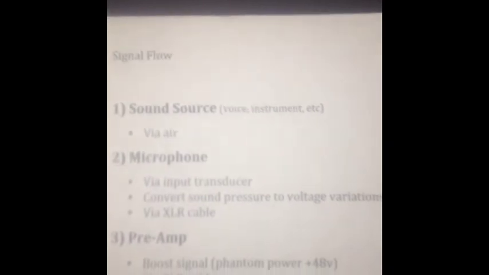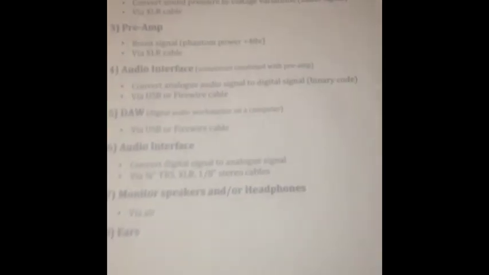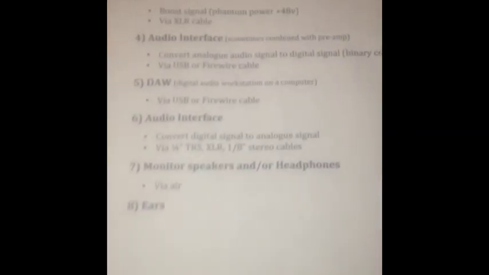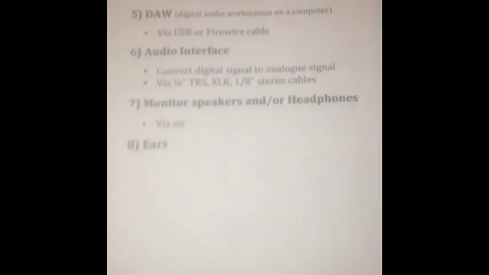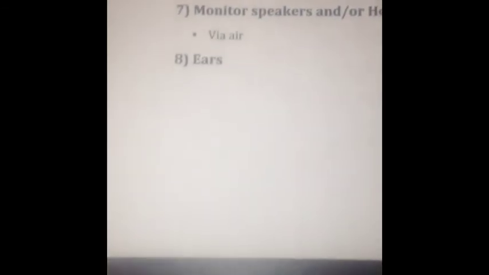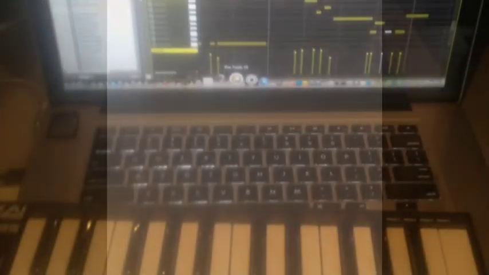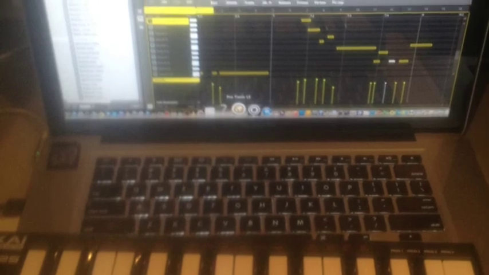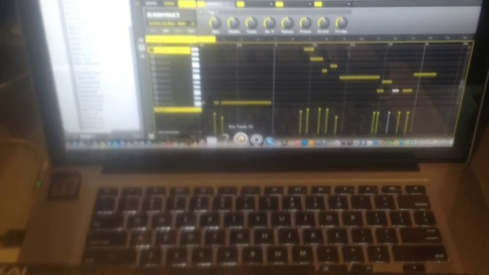Here's a quick diagram demonstrating all the steps. This is very useful when you have a complicated array of equipment. You can even add a few extra steps between the preamp and the audio interface. You can put a compressor or different effects processing before it goes to number 4, the audio interface. So you can imagine how complicated it could get depending on the amount of gear that you have.